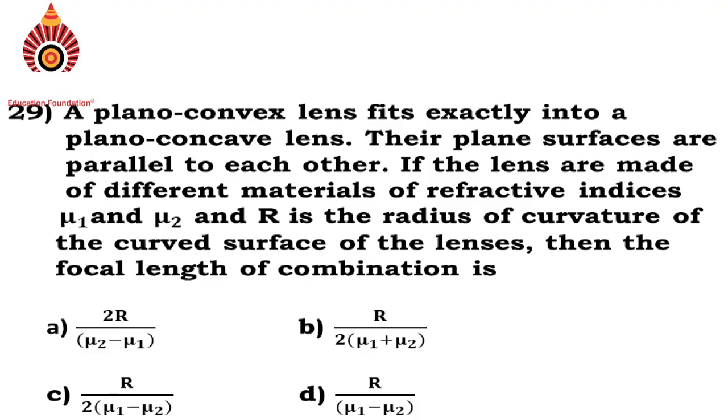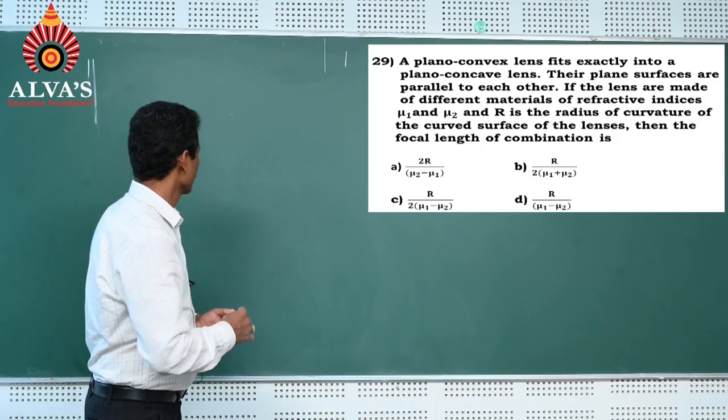Let me move to question number 29. A plano-convex lens fits exactly into a plano-concave lens. Their plane surfaces are parallel to each other. If the lenses are made of different materials of refractive indices mu1 and mu2 and r is the radius of curvature of the curved surface of the lenses, then the focal length of the combination is.